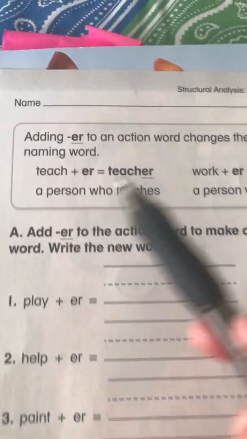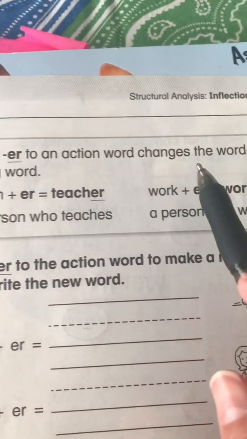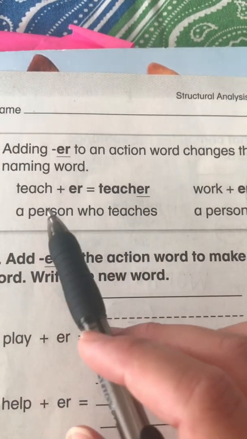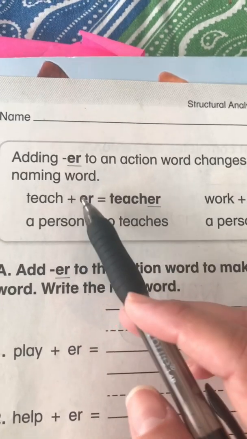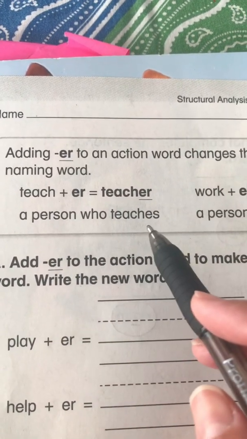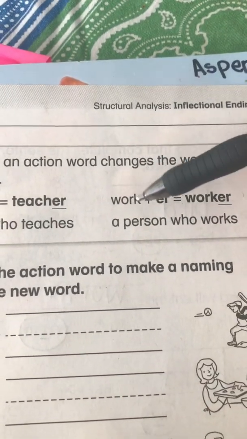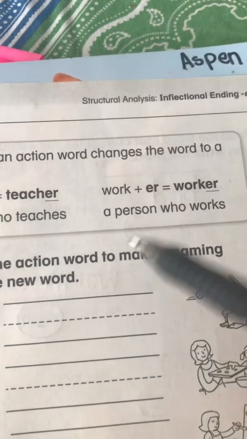All right, ready? Adding ER to an action word changes the word to a naming word, okay? So Miss Bob can teach, right? But if you add ER, you get a new word called teacher, which is a person who teaches. That's me, I'm a teacher, okay? You can go to work, right? But if you add ER, you get a new word, worker. It's a person who works.